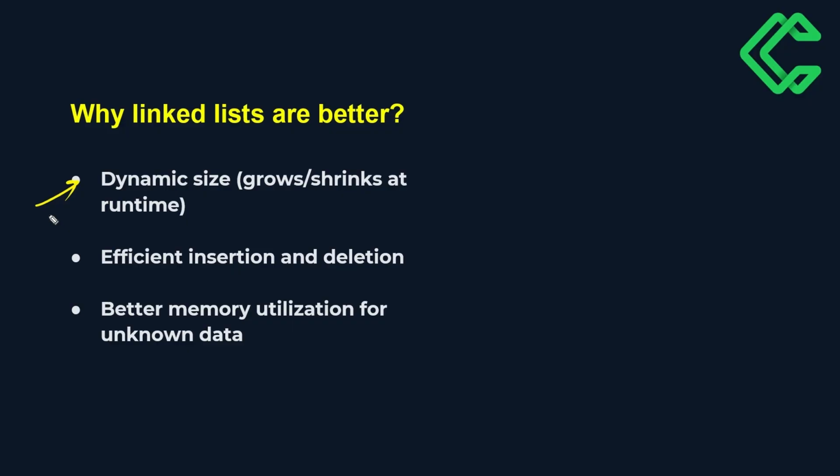Now let's understand why linked lists are better. Unlike arrays, linked lists use dynamic memory allocation and can grow or shrink at runtime. Linked lists provide efficient insertion and deletion of elements, and they provide better memory utilization for unknown data. We will discuss insertion and deletion operations and memory utilization in great detail in a separate video.